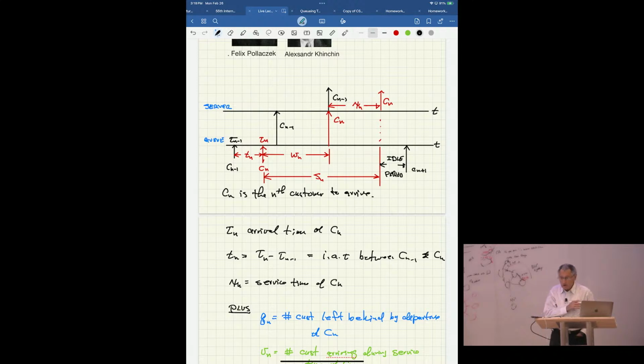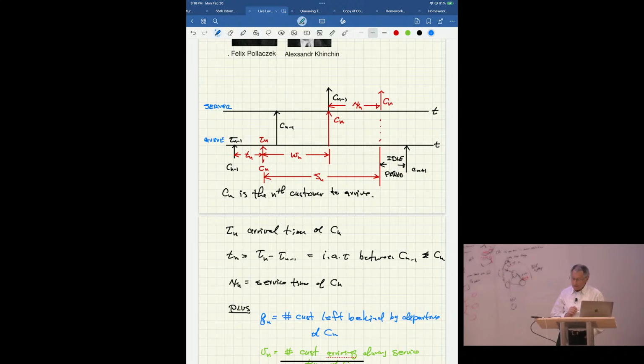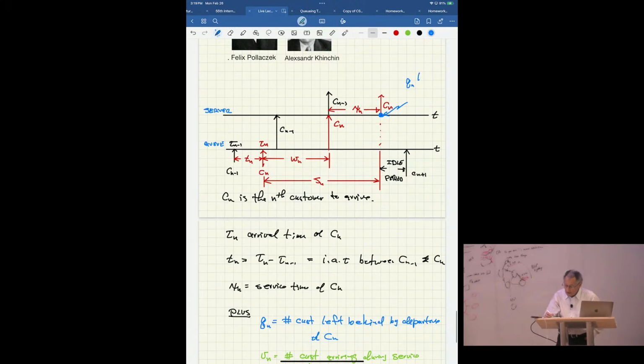We don't know the distribution of the busy period. That's a whole other story. It's a beautiful story which you may or may not get to enjoy. Okay. Now, so let's now go to blue. Blue represents what? The number left behind by the departure of Cn. In fact, if I put a little fat little dot here and identify that Qn is left behind.